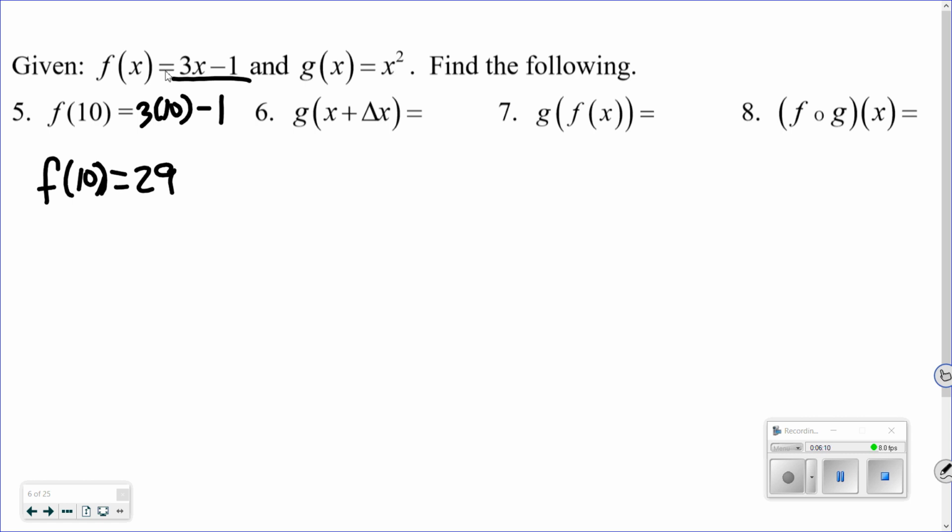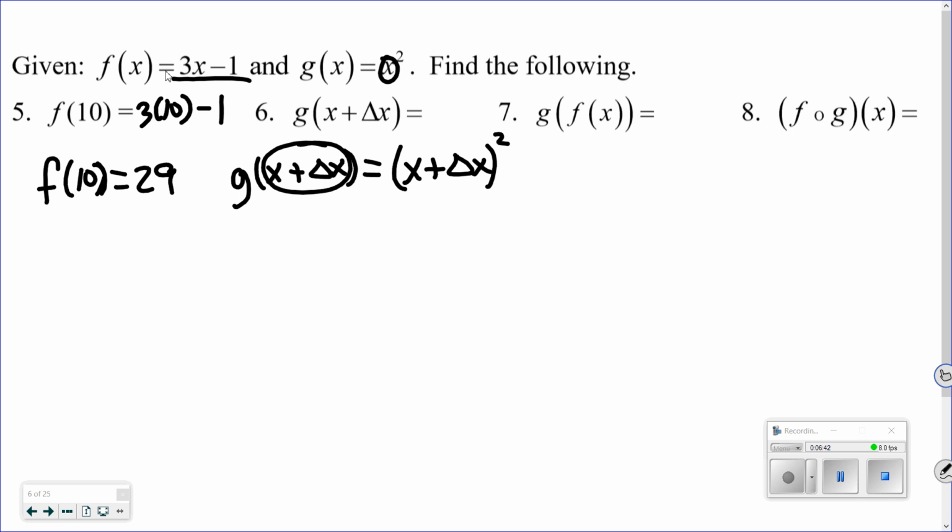Okay, this next one's kind of funky, a little weird. You've got x plus delta x. Delta x is just a variable, kind of like y or z. So what that means is I'm going to take x plus delta x and plug that into g for x right there. So let's plug that in. I get (x plus delta x) squared. I could multiply that out, but it doesn't really simplify it at all, so I'm just going to leave it like that. There's my solution. So again, all you're doing is taking what's inside of the parentheses and substituting it in for the x into the equation.